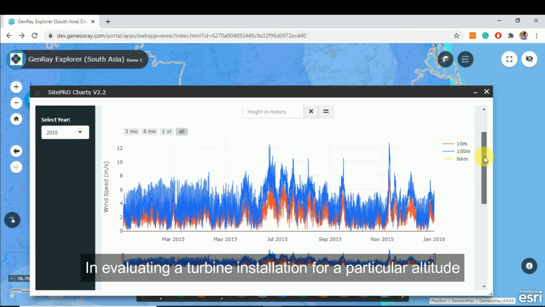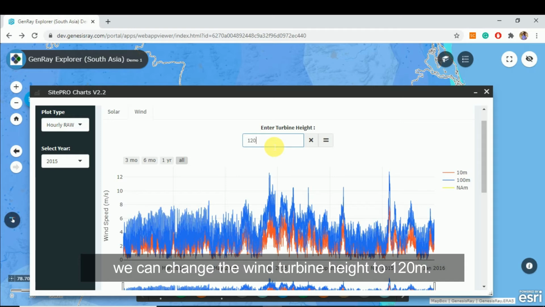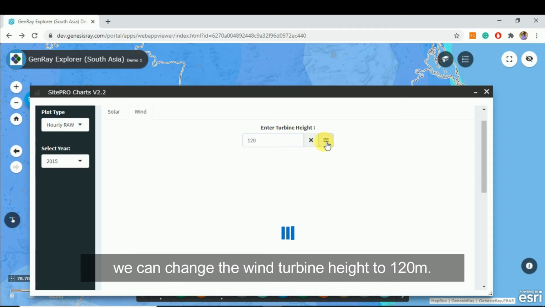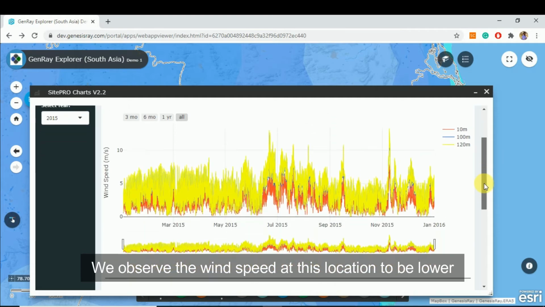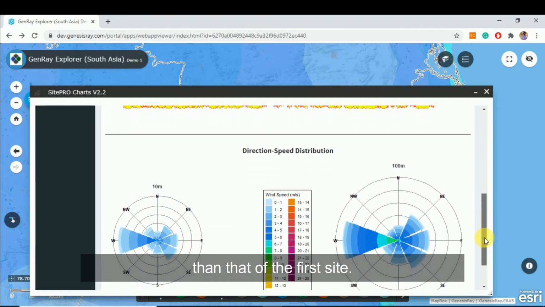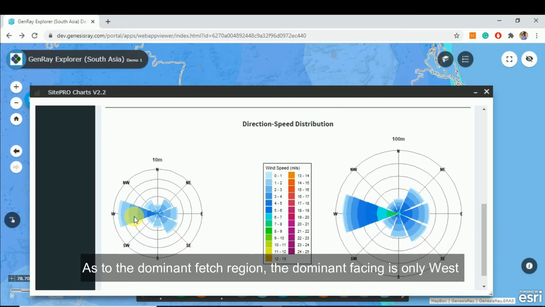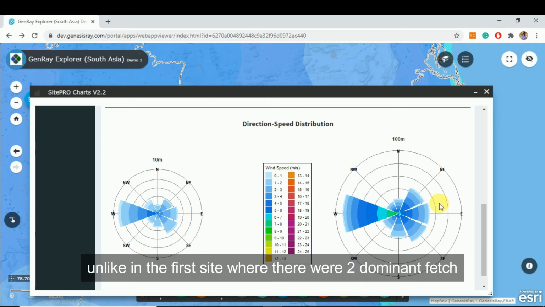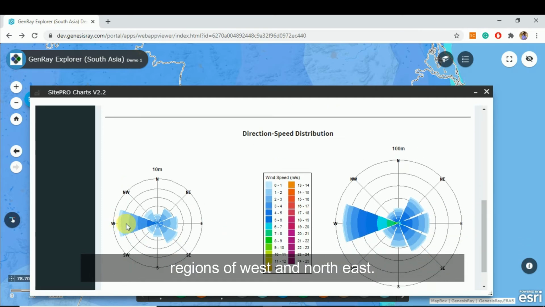In evaluating a turbine installation for a particular altitude, we can change the wind turbine height to 120 meters. This will recalculate the wind speed at this location. We observe the wind speed at this location to be lower than that of the first site. As to the dominant fetch region, their dominant facing is only west, unlike in the first site where there were two dominant fetch regions of west and northeast.